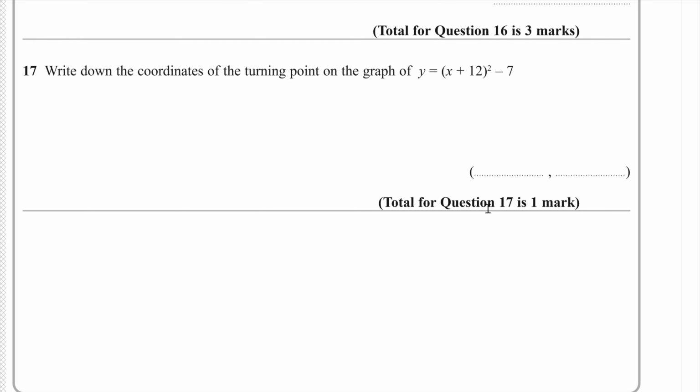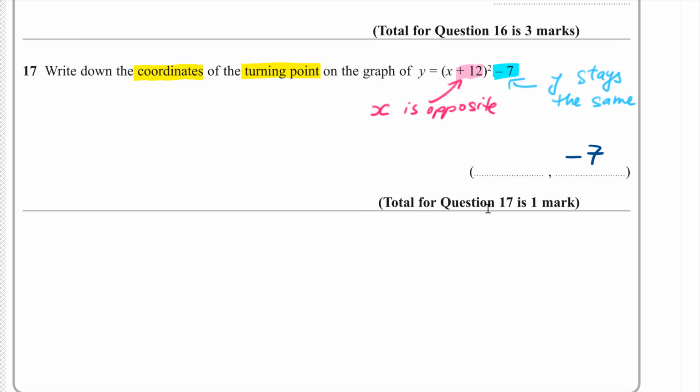Question 17. Write down the coordinates of the turning point on the graph of y equals (x plus 12) squared minus 7. The y-coordinate of the turning point is whatever is outside the bracket. It's minus 7. The x-coordinate of the turning point is minus 12. It is the opposite of what's inside the bracket, whereas y stays the same.